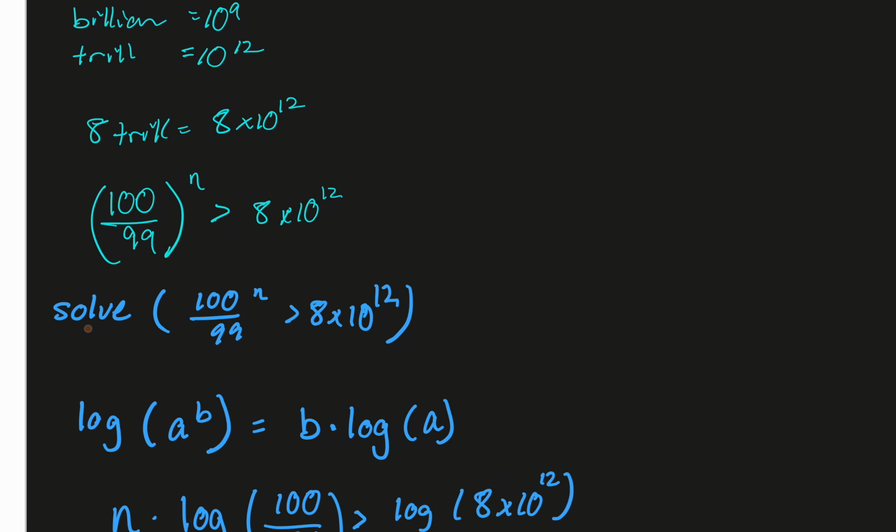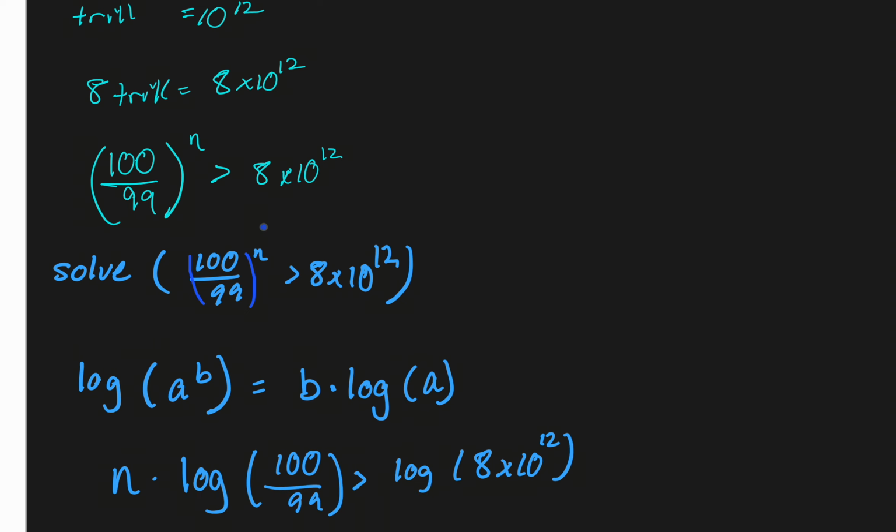An easy way to do that is throw it into your numerical solver and solve 100 over 99 raised to the n. Now the important thing here is I didn't write it, but make sure that your fraction is in parentheses, because otherwise the calculator will just do 100 raised to the nth power over 99, which is not what we want.